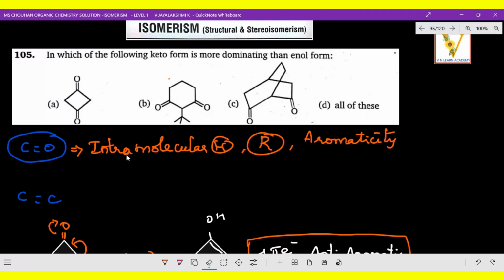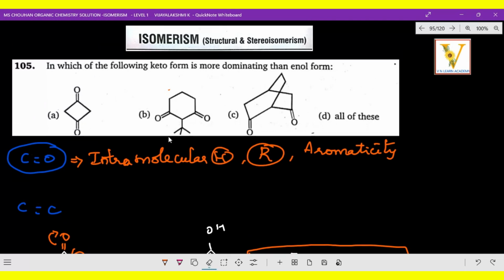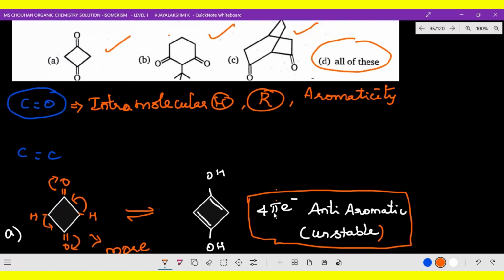Mainly, the keto form is more stable because of three main properties. What are those three main properties? Intramolecular hydrogen bonding, resonance, and aromaticity. These points are all applicable for the keto group. It is stronger and more stable than the enol form. So which is the correct option? All of these: this is stable, this is stable, and this is stable. Right? Hope you got the clarity about all these points. Come on, let's go to the next question.